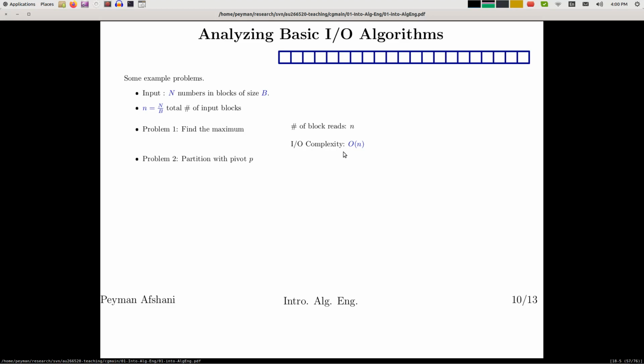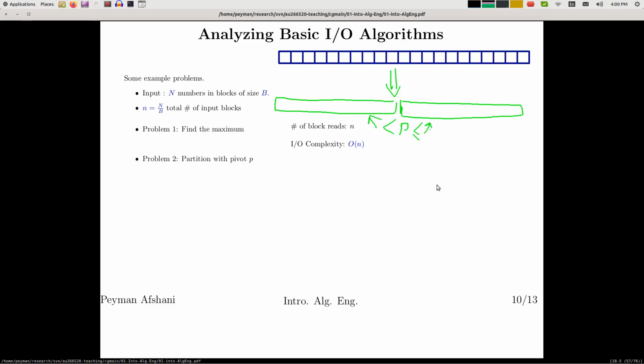Now let's look at the second problem. This is a little bit more complicated. It is the partition problem with a pivot. Now we're given a value p, and we want to partition this input into two parts. In other words, after this algorithm, the disk should change. The disk should have essentially two sets of blocks, like this and like this. All the elements in these blocks should be smaller than p, and all the elements in these other blocks should be at least p. That's how the disk should look.